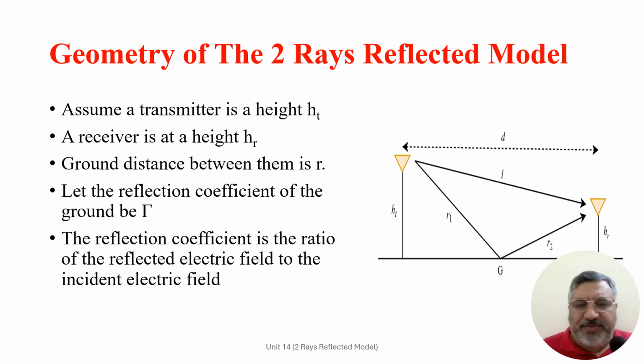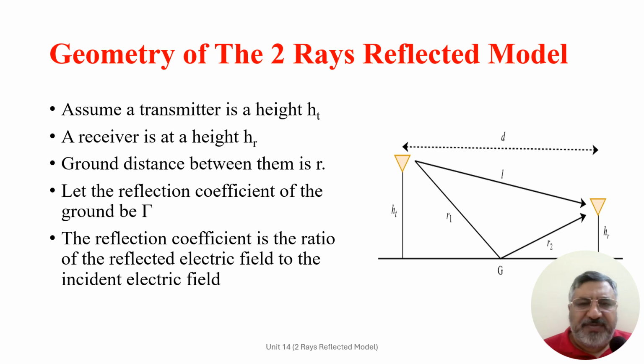For the geometry of the two-ray reflected model, assume a transmitter is at height HT above a flat smooth ground and a receiver is at height HR above the ground. And the distance between transmitter and receiver is R, which is shown in the figure. Let the reflection coefficient of the ground be Γ, and the reflection coefficient can be defined as the ratio of the reflected electric field to the incident electric field.